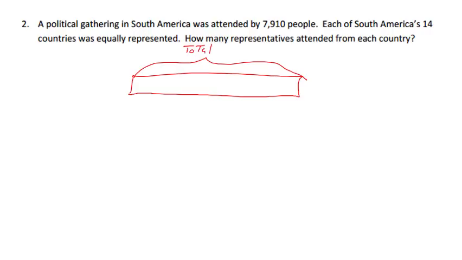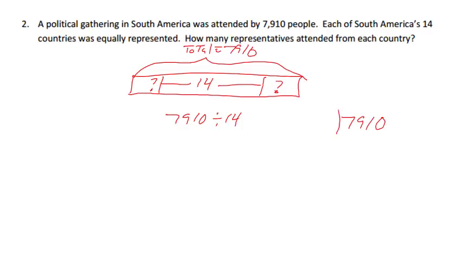it shows us that the total amount of people was 7,910. And it said there were 14 countries, and we're looking for how much was in each country. And the way we're going to find that is doing 7,910 divided by 14. So 7,910 divided by 14, we're going to skip count by 14s.